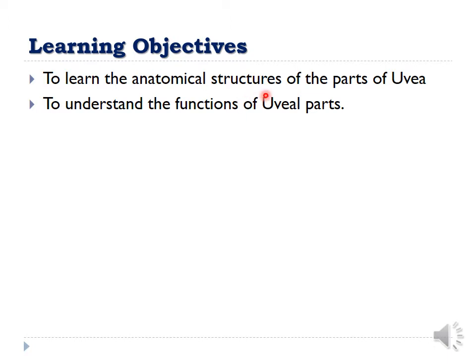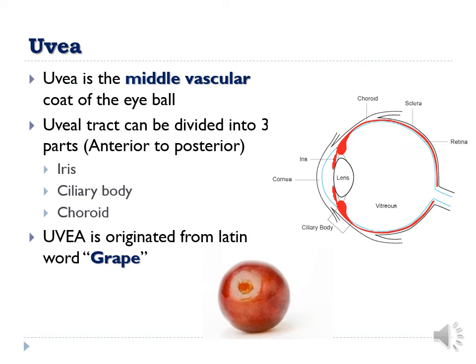The anteriormost part is the iris, then the ciliary body, and the choroid that is lining the whole of the back of the eye, and that choroid is located between the sclera and the retina. Alright, it is clear now. The uvea is the middle vascular coat of the eyeball.